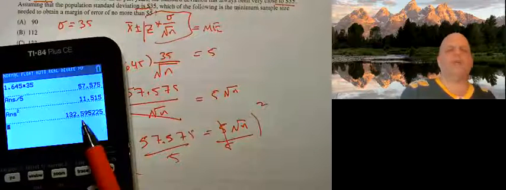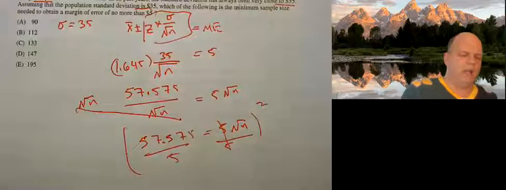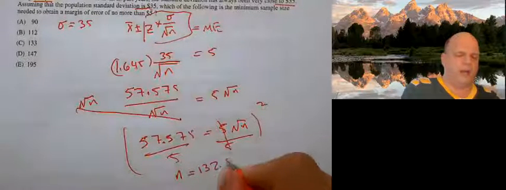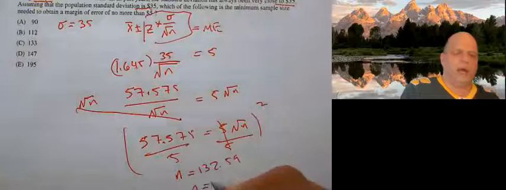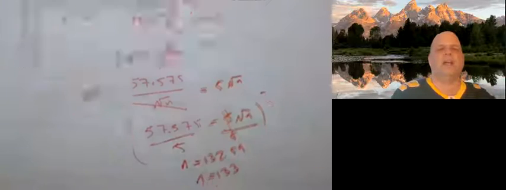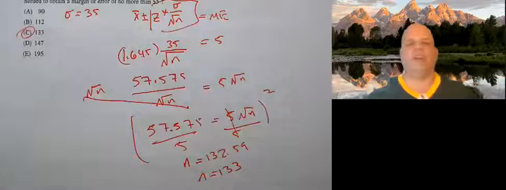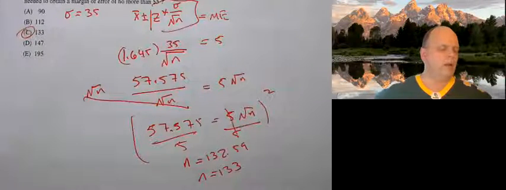And I end up getting 132.59. And we always, regardless of the decimal, must round up. So n needs to be about 133. And they gave us this answer choice. So our answer choice is C, right? Number 29.